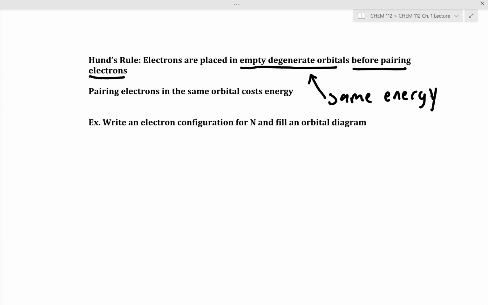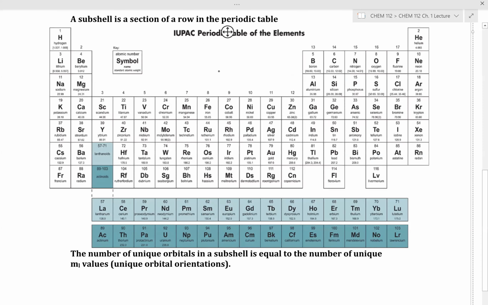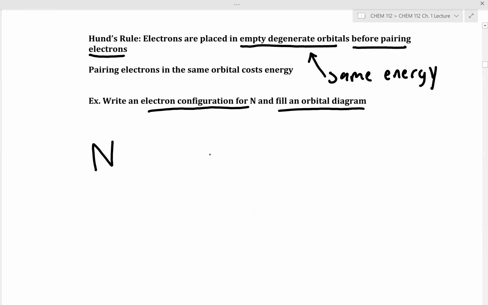So for example, let's look at writing out an electron configuration for nitrogen and filling out an orbital diagram. If we go to the periodic table to find nitrogen, what is nitrogen's atomic number? 7. So how many electrons are we dealing with? 7. Again, we're looking for the atomic number, which is the number above the symbol. So we have 7 electrons to work with.